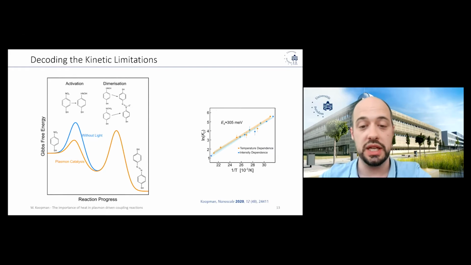And now, as soon as the first barrier is lower than the second barrier, the only thing which we remain seeing is the activation energy from the second barrier. And therefore, the only thing in the intensity dependence of this reaction that we see is indeed this second barrier. If we measure anything on this reaction rate-wise, we're always dealing with this dimerization step.